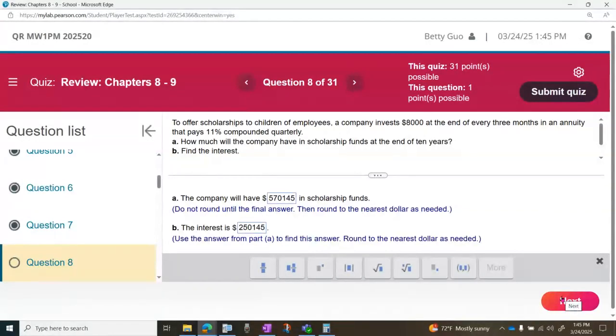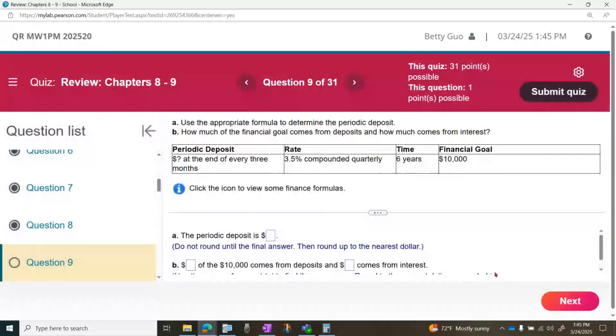Question number 7, number 8 are the same type of problem, annuity problem. And this is also an annuity problem, but instead of looking for the future value of the account, we're looking for the periodic deposit to reach a certain financial goal. Let's read the problem. Use the appropriate formula to determine the periodic deposit. How much of the financial goal comes from deposits and how much comes from interest?